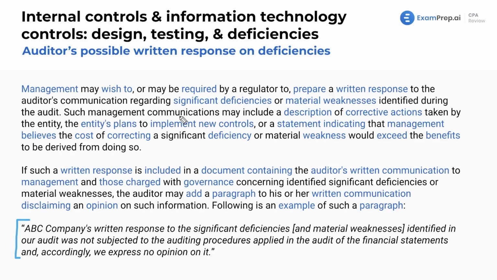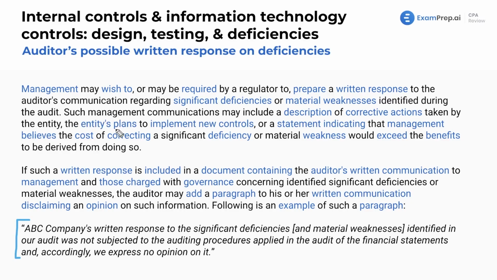This management communication may include a description of corrective actions taken by the entity. Now, this may just be good business practice. Maybe the company's policy is that if an auditor ever comes to them with deficiencies or weaknesses, management is required to do this. And that's just a rule for the benefit of the company. Or maybe, because they're receiving federal funding, the government is requiring them to do this process. Many reasons, not our job to understand much more than that, really.